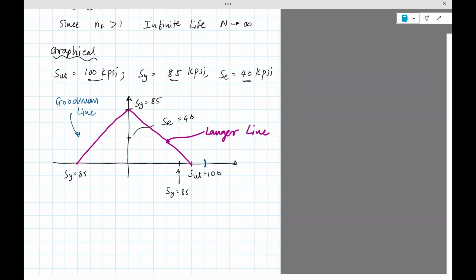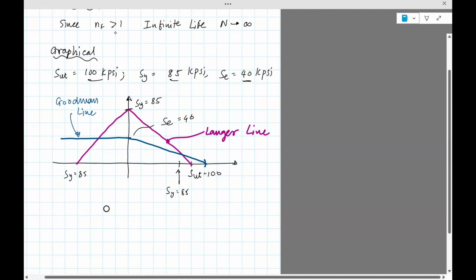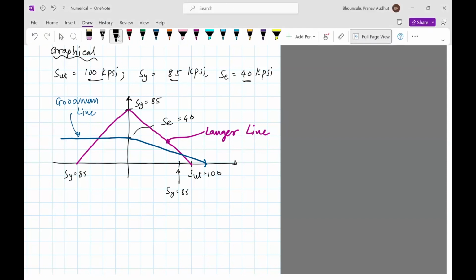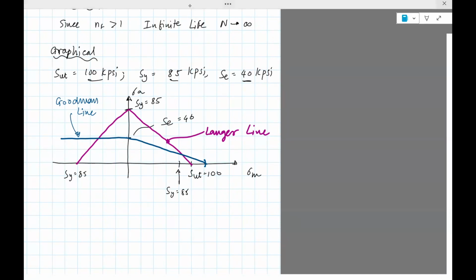Let's say 100 is here. Okay, that's how the whole portrait looks. Now we need to just plot sigma A and sigma M on this plot. So remember, this is sigma M. This is sigma A.